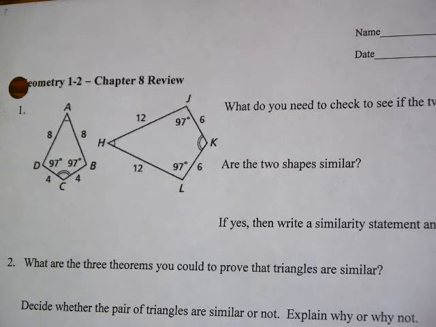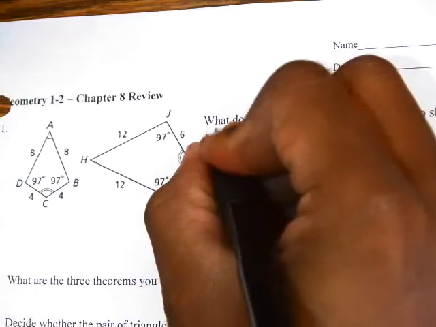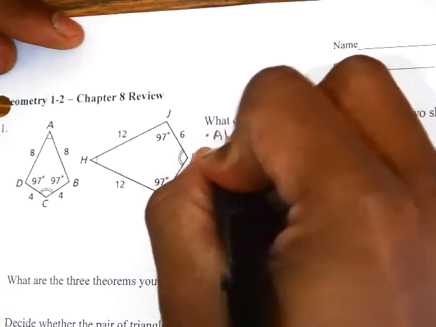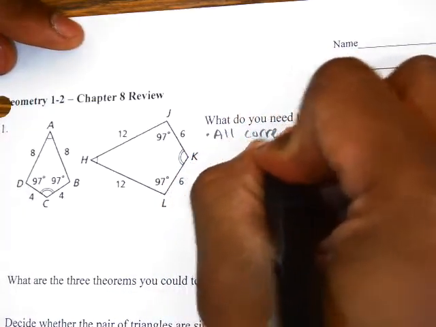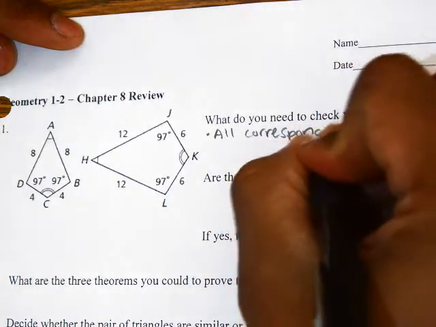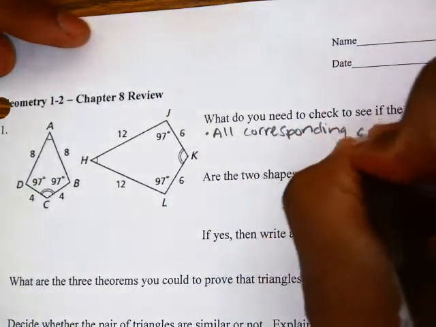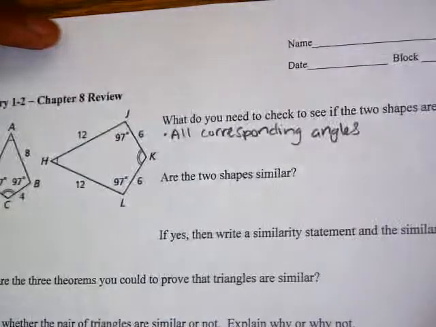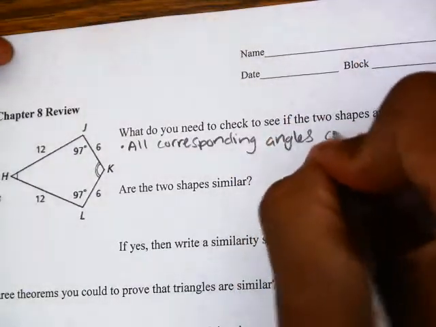Alright, so this is the review for the unit exam that covers Chapter 8 and Chapter 9. Let's start with Chapter 8. In number 1, we're asked what do we need to check to see if two shapes are similar? Well, the first thing we need to check is if all the corresponding angles are congruent. So all the angles that match each other from shape to shape need to be congruent or equal.